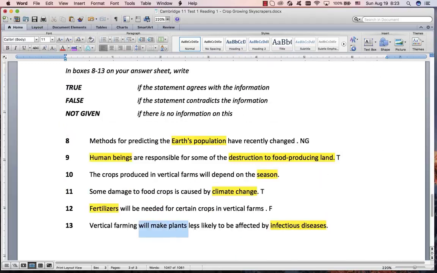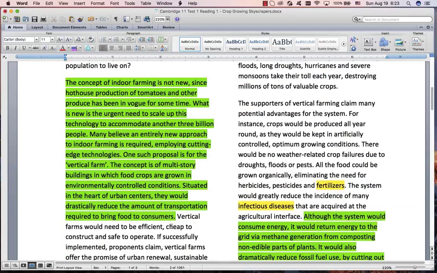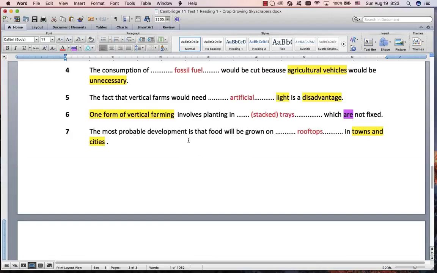Will make plants less likely to be affected by infectious diseases. Will it or won't it? Again, the same thing. Will or will not. Greatly reduce, less likely. Greatly reduce the incidence. Incidence means number of events. Greatly reduce infectious diseases, less likely to be affected by infectious diseases. So, true. Now, seasons, you had to just go and try and find something about seasons.